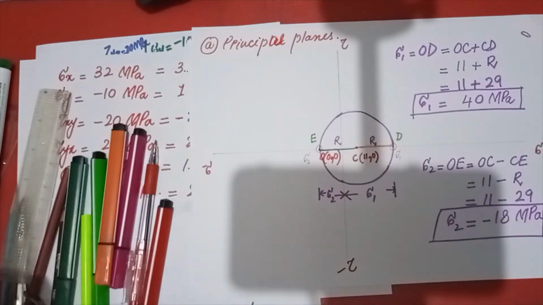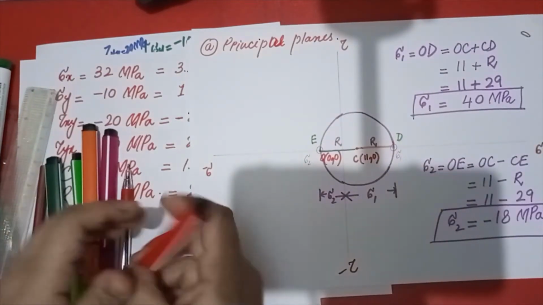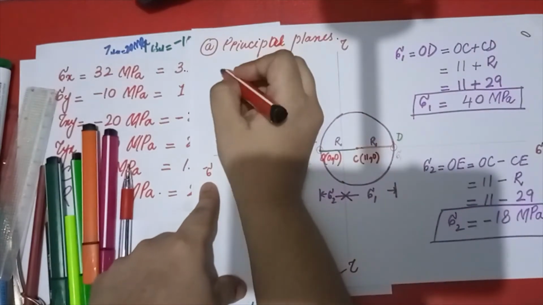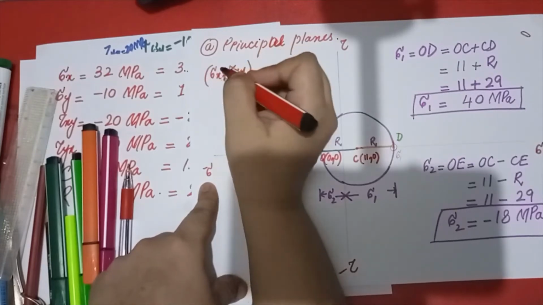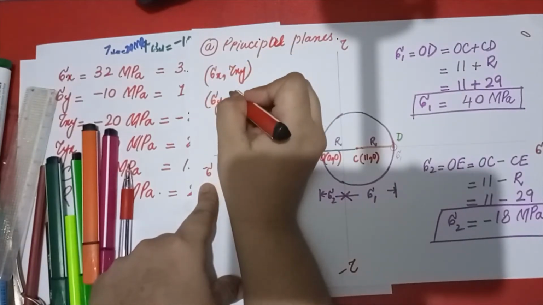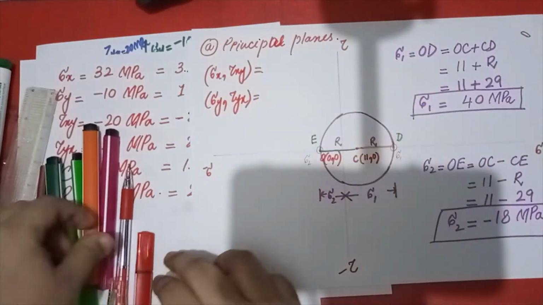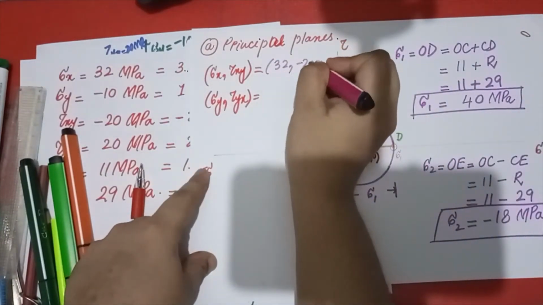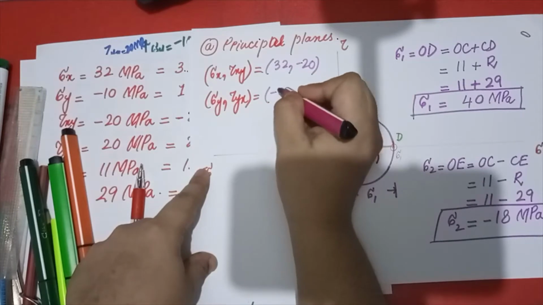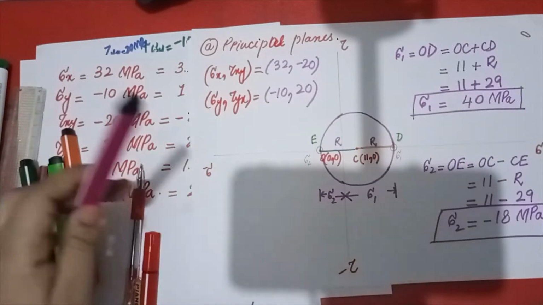Now one thing I have to do is plot those points which have been given to us, sigma x, to find out the angle of inclination for the principal planes. So sigma x comma tau xy, sigma y comma tau yx. So what will it be? It is given in the question. From the diagram I have taken it: 32, minus 20, and this is minus 10 comma 20. So I have to plot these 2 points.